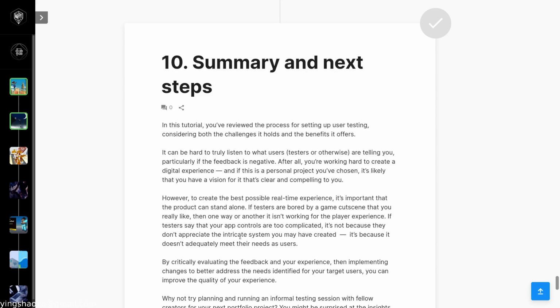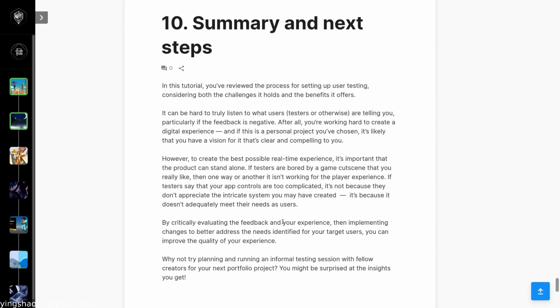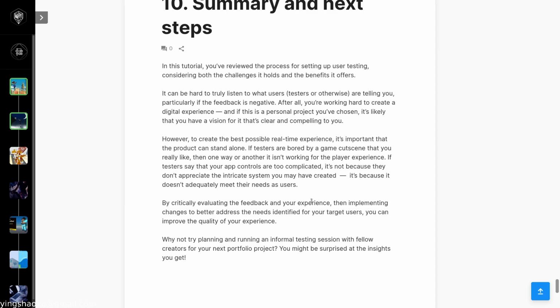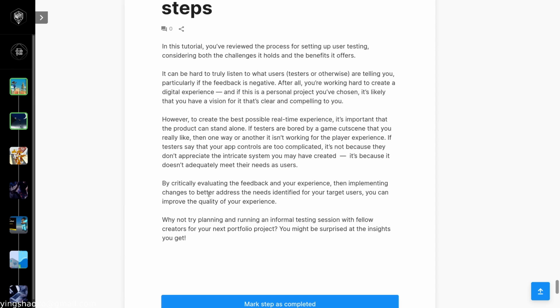If testers say that your app controls are too complicated, it's not because they don't appreciate whatever system you may have created. It's because it doesn't meet their needs as users. Because your users may not be as advanced as you are, you shouldn't use your own standard for your users. It won't work. By critically evaluating the feedback and your experience, then implementing changes to better address the needs identified for your target users, you can improve the quality of your product.